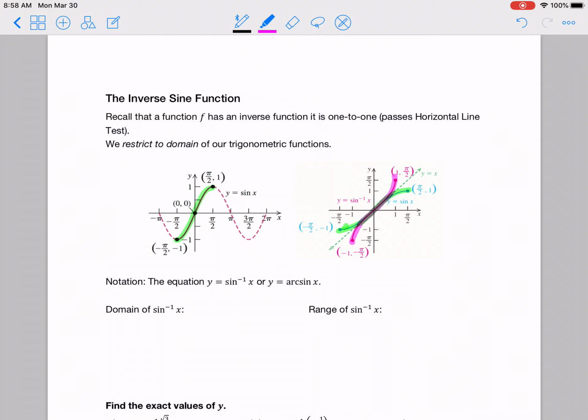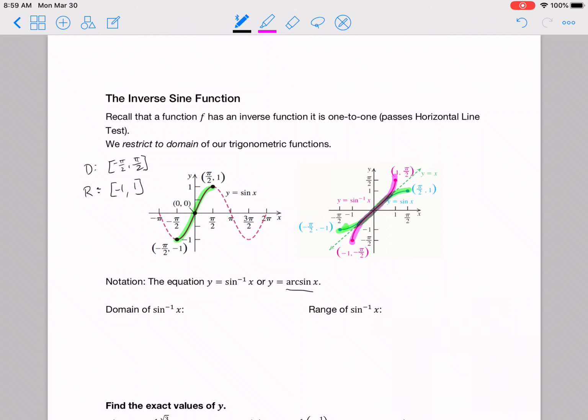So what happens is, for the regular sine function, when we restricted ourselves, we restricted our domain from negative pi over 2 inclusive to pi over 2 so that we didn't repeat anything. And then our range was from -1 to 1. Well, now when we go over to our inverse function, we're going to have the opposite of that. And our inverse function here, we're going to call it arc sine.